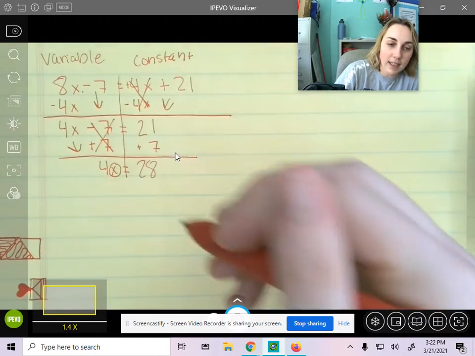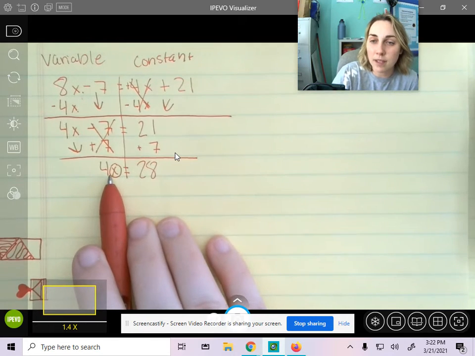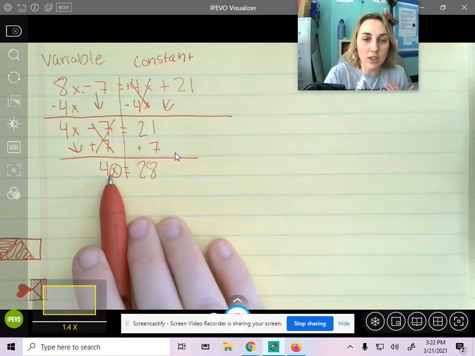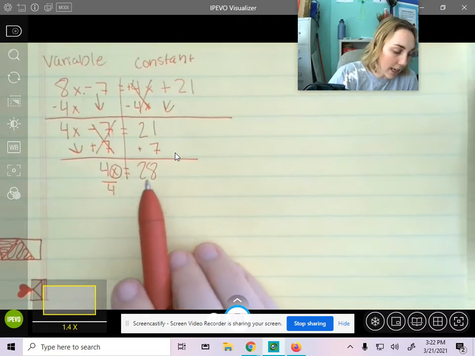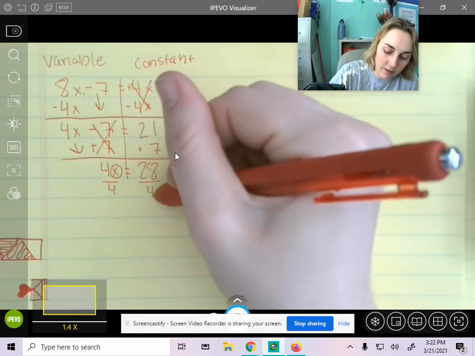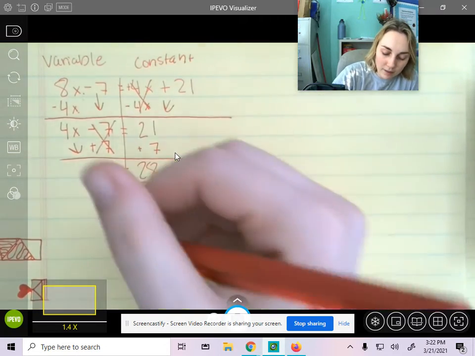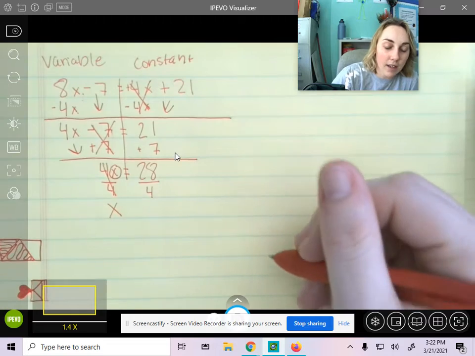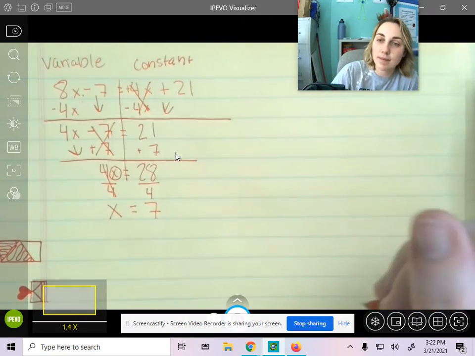So I want to get x by itself. In this particular case, 4 is getting multiplied by x, so I have to do the opposite of multiplication. The opposite of multiplication is division. So I'm going to divide it by 4. And if I do it on one side, I have to do the same thing on the other side as well. So these cancel out. What I'm left over with is my x value. 28 divided by 4 is going to leave me with 7.